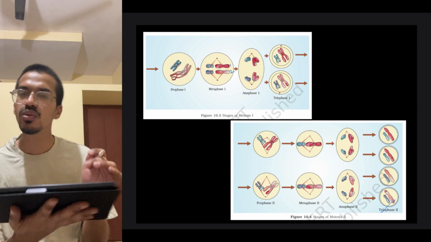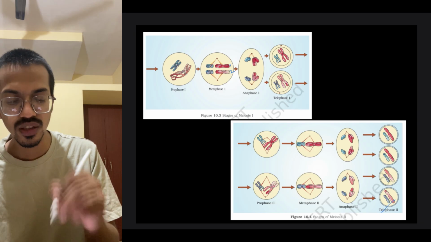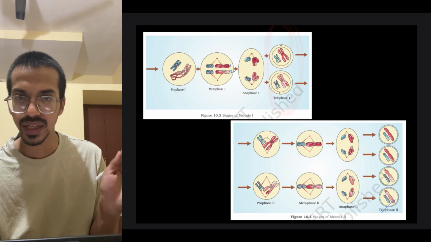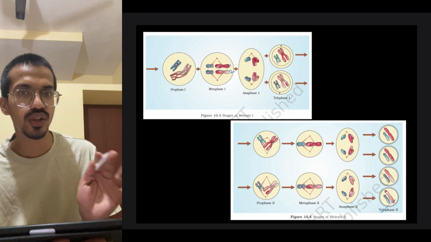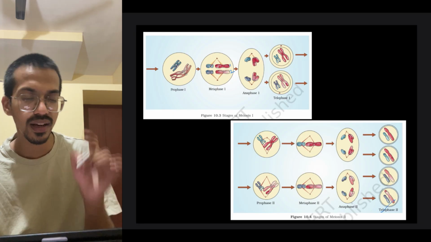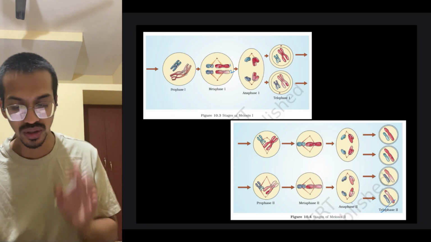So these things you have to remember, and by the end of this, homologous chromosomes separate, not the centromere split or something like that. But over here again, the centromere splits like in mitosis.